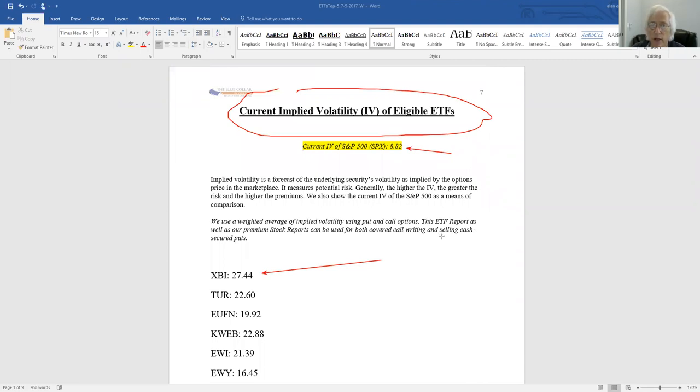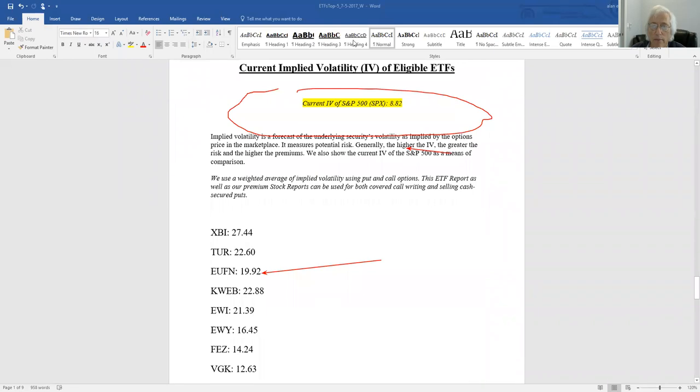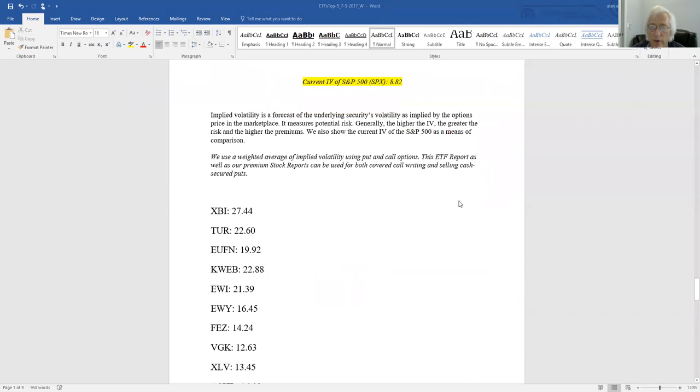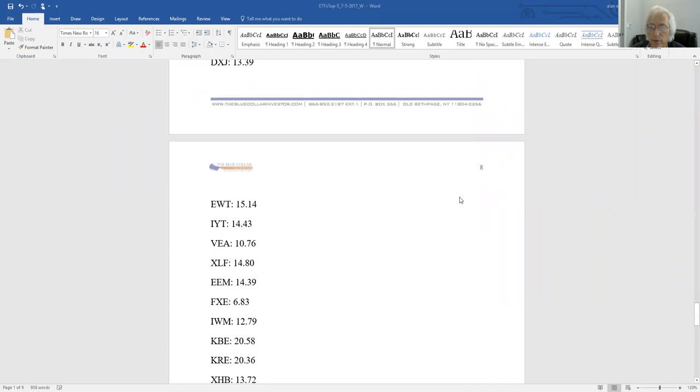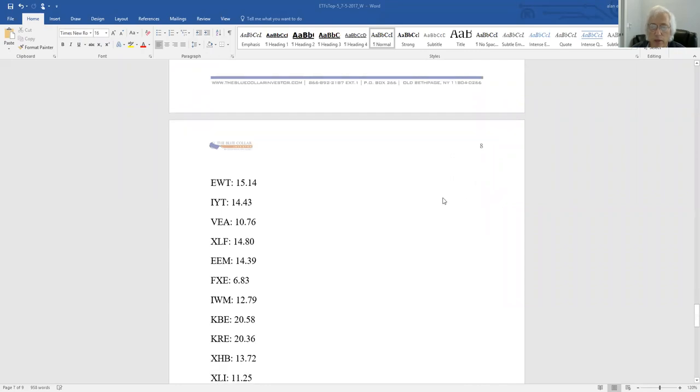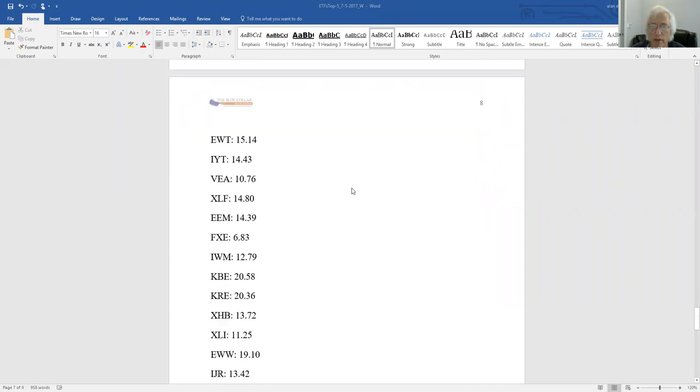So if your risk tolerance level is low, you may want to avoid that, or you may want to go with something a little lower in implied volatility. If we scroll down a little bit, you have VGK at 12.63. So one size doesn't fit all, and certain IVs are more appropriate for certain investors than others. And the last page of the report, page 8, gives you all the rest of the implied volatilities.